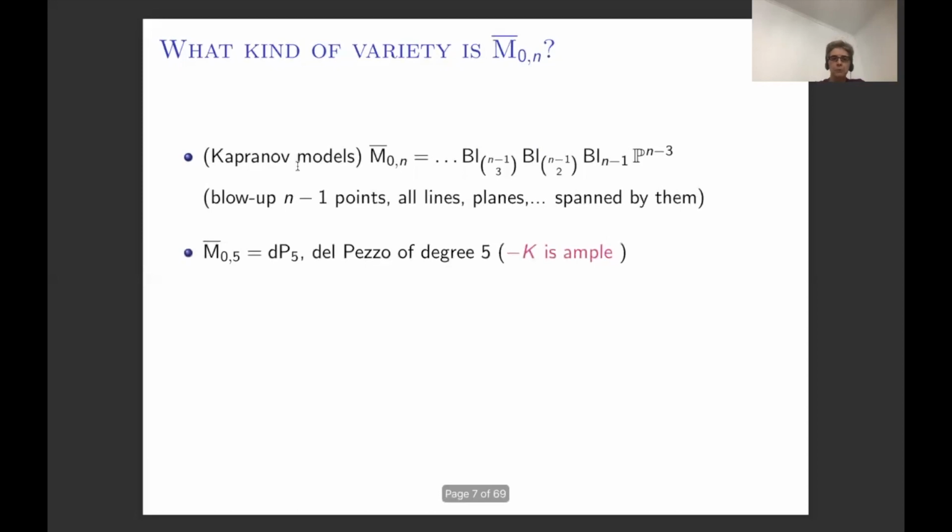So for n equal to 5, this describes M0,5 bar as a blowup of P2 at 4 points. So it is a Del Pezzo surface of degree 5. It's a Fano surface with the anti-canonical line bundle being ample.